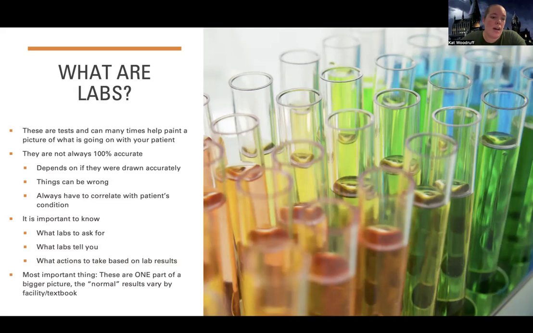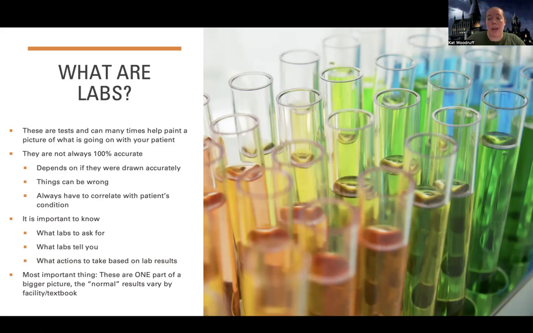It's important to know labs because you want to know what labs to ask for based on different patient situations, or if you're looking at your orders and you're like, hey, what labs do I need? It's important as a nurse to be able to clinically evaluate what labs are appropriate or not appropriate for a patient. You also want to know what labs tell you, because you can look at the numbers, but if you don't really know what the numbers mean or how they correlate, then it can be difficult.